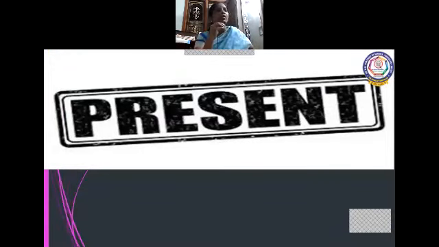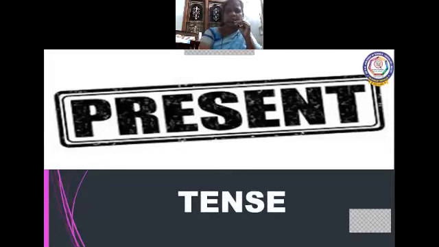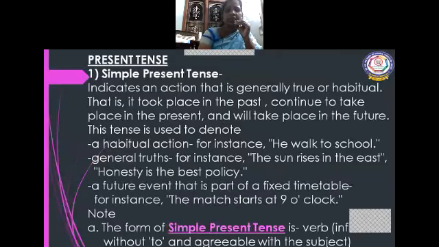So, four past tenses you learned: simple past, past continuous, past perfect, and past perfect continuous. You learned four. Clear, children? We'll go for present tense.